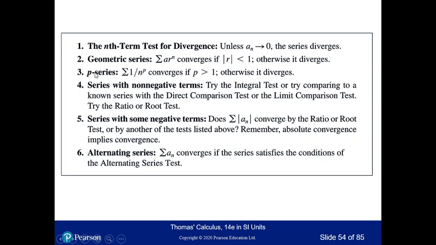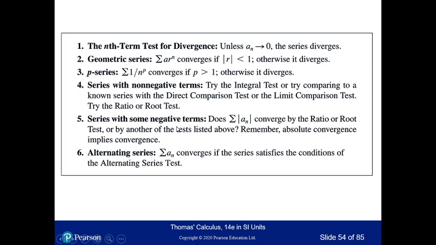We had a p-series, which is similar to the p-test for the integrals as well. The sum of 1 over n to the p is convergent if p is greater than 1, otherwise it diverges. How about series with non-negative terms? If you have a series with non-negative terms, you can try the integral test, the comparison test, the limit comparison test, the ratio test, the root test. You can try all these if you know that the series has non-negative terms.